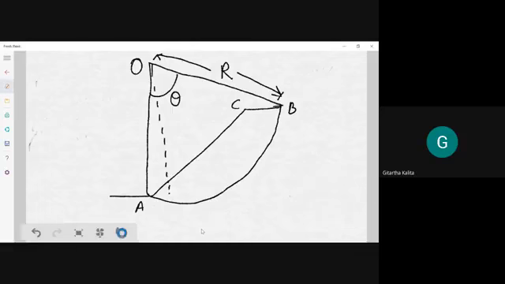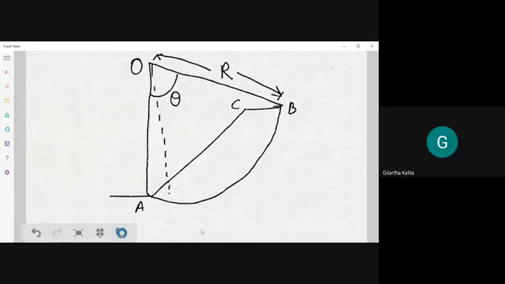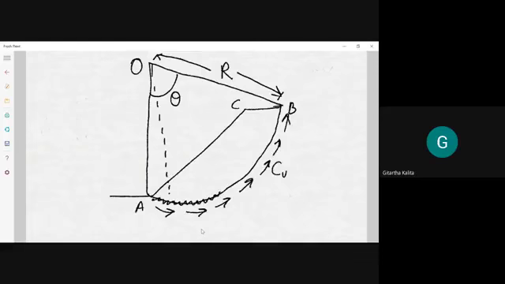One more thing you need to understand is what cohesion is acting through the surface. This cohesion, Cu, is acting through this surface. So what is the area of this surface? The area is length into width. We take unit width. We are taking unit width.